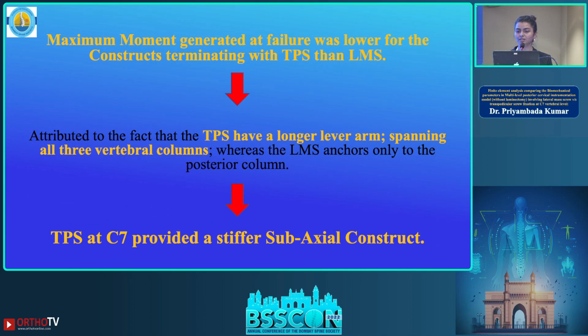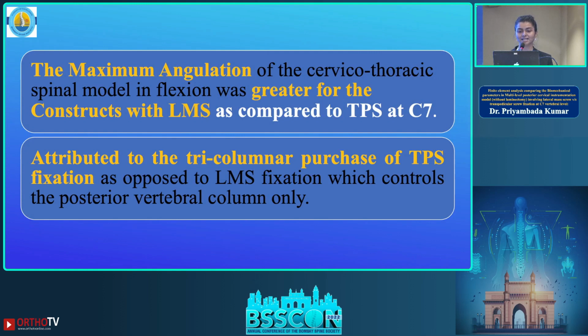Maximum moment generated at failure was lower for the constructs terminating with transpedicular screws than lateral mass screws. This is attributed to the fact that pedicle screws have a longer lever arm spanning across all 3 vertebral columns, whereas lateral mass screws anchor only to the posterior vertebral column. So transpedicular screws at C7 provide a stiffer subaxial construct. The maximum angulation of the model was also greater for constructs with lateral mass screws as compared to the pedicle screws, and this again is attributed to the tricolumnar purchase of the pedicle screw fixation as compared to lateral mass screw fixation.